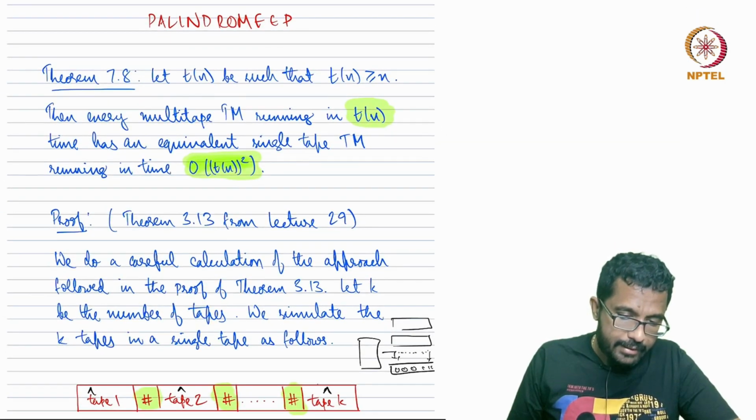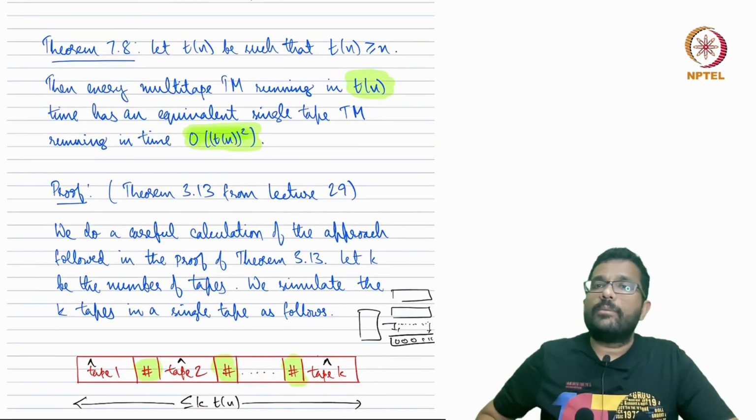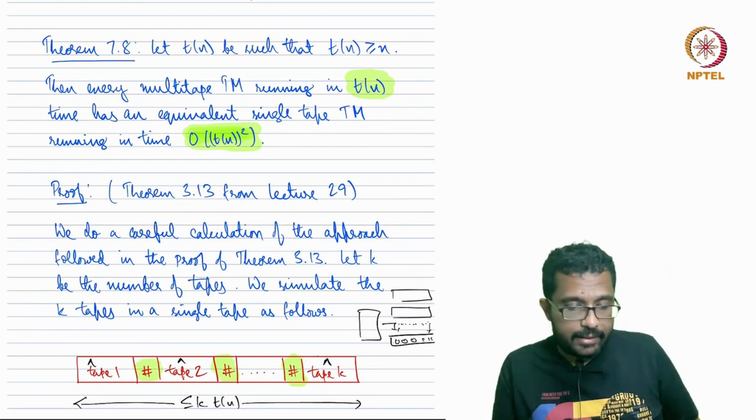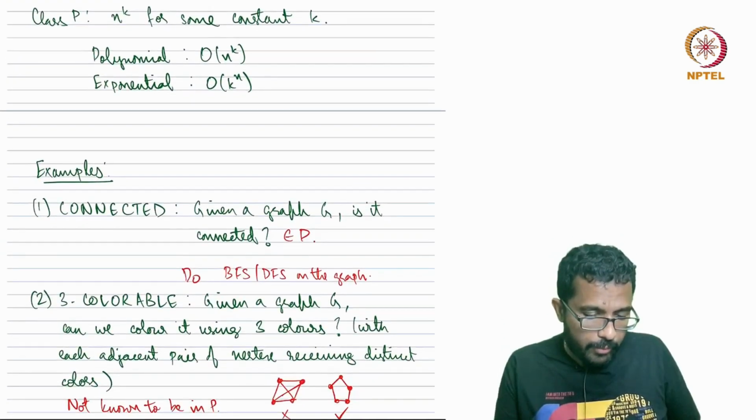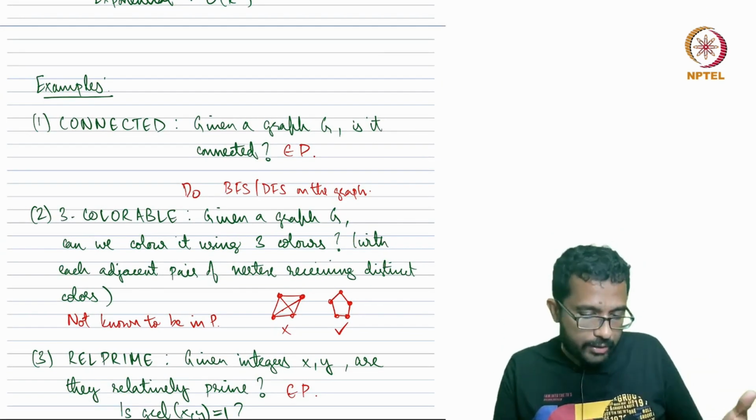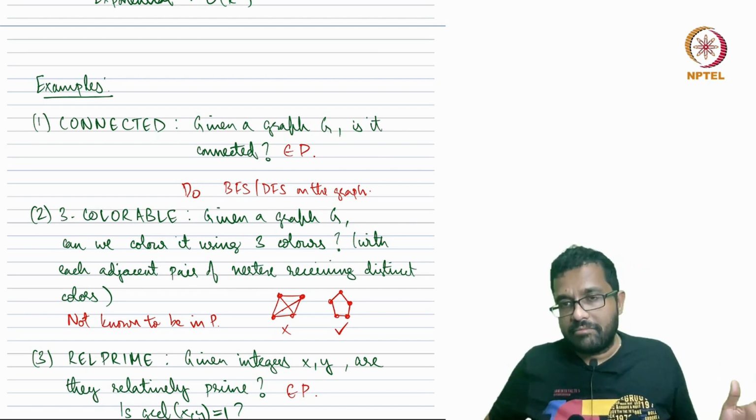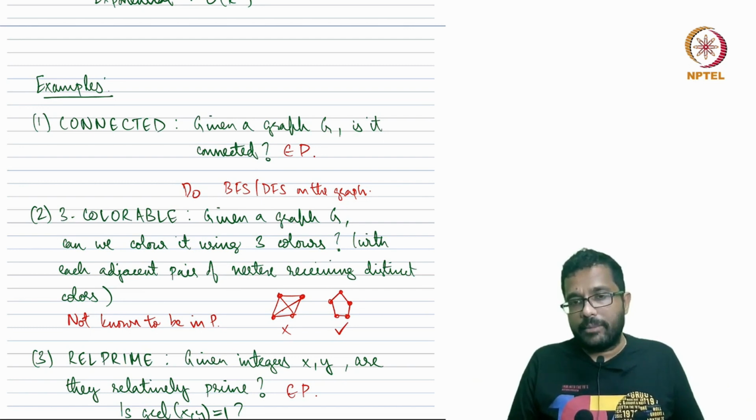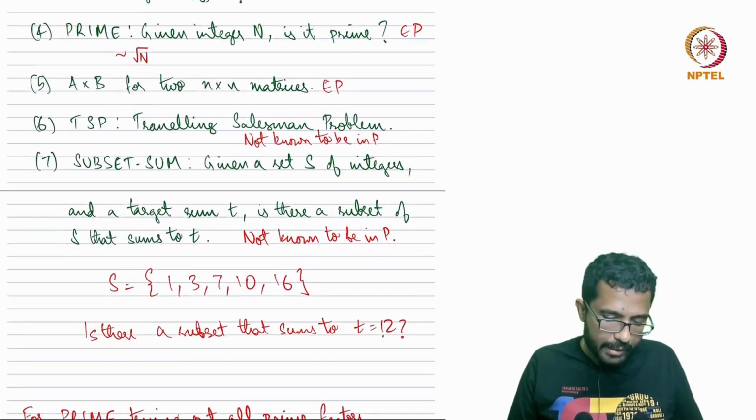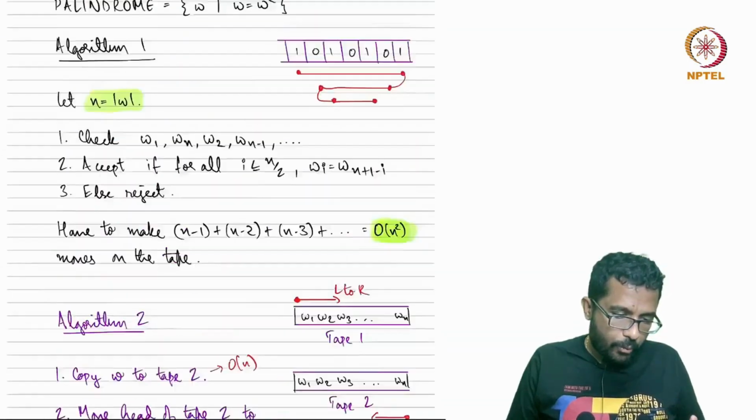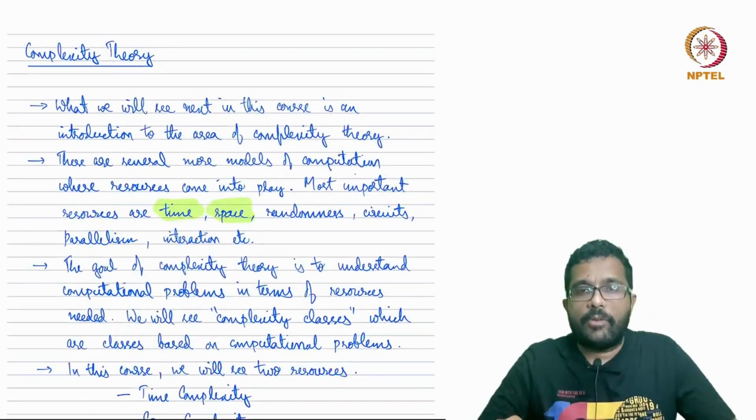We explained this result that if a multi-tape Turing machine runs in time T(n), there is an equivalent single-tape Turing machine that runs in T(n) squared, followed by a bunch of problems, and we saw how we can solve them, and in some cases we explained what is known about this, whether this is known to be in P, not known to be in P, and so on, right? And that pretty much sums up what I wanted to say in this lecture number 45.